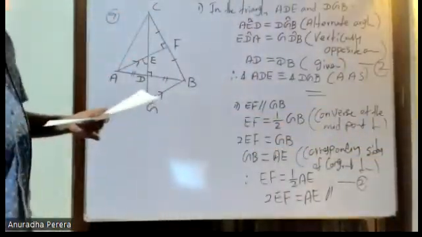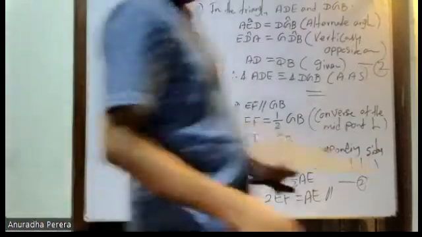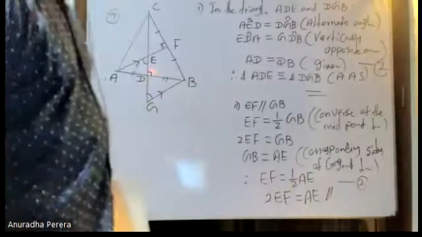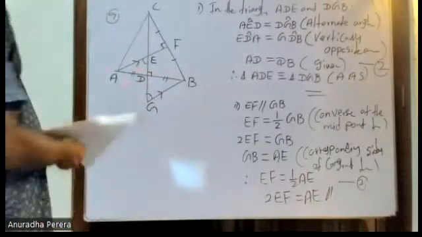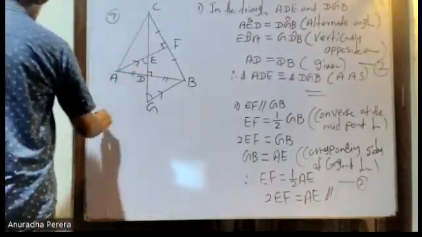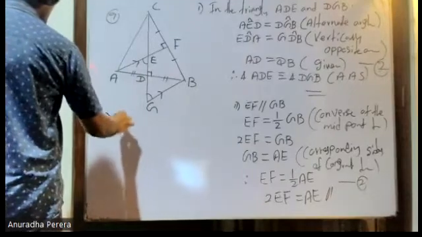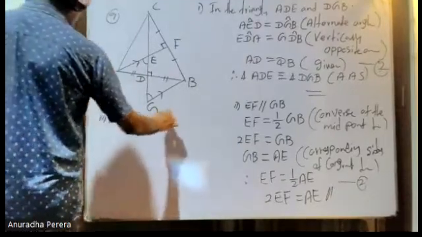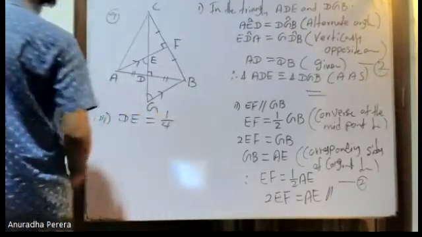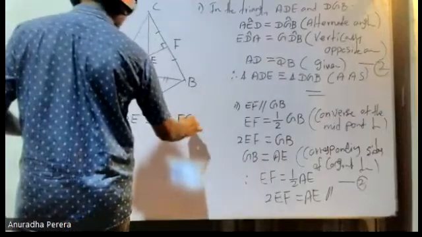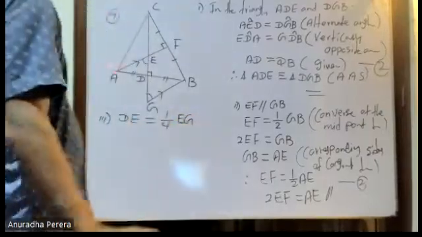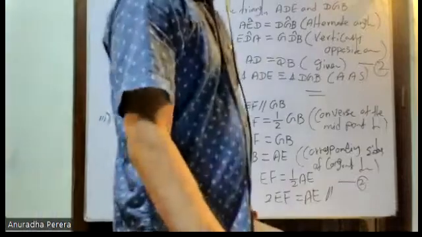2 marks. What is the next part? DE equals 1/4. Here, I will do this. We need DE equals 1/4 EG. Yes.